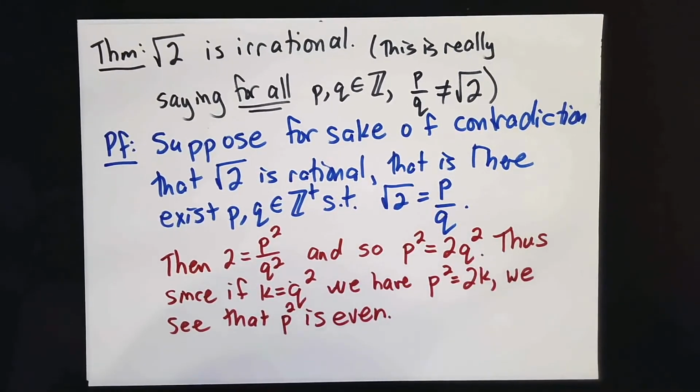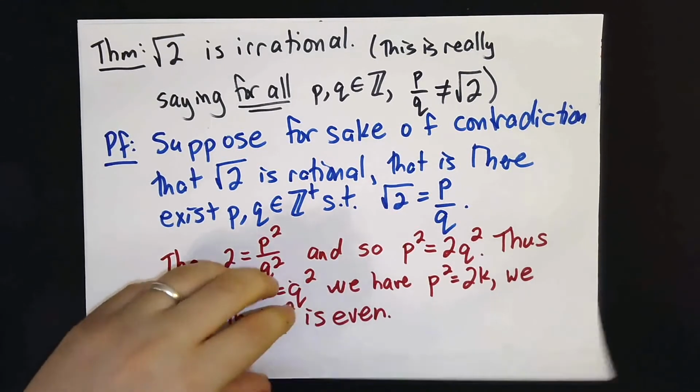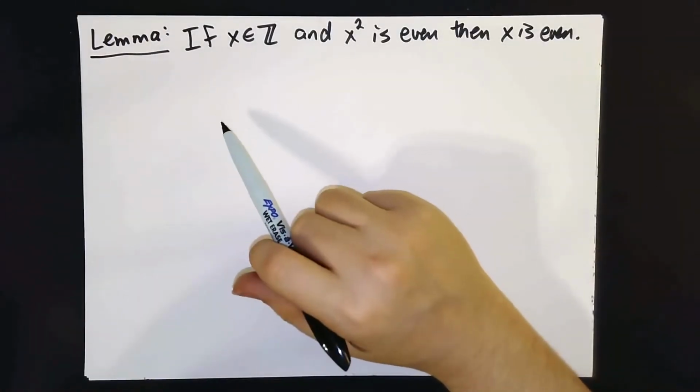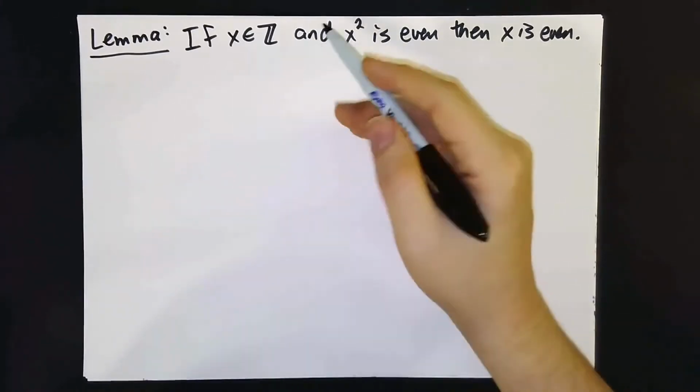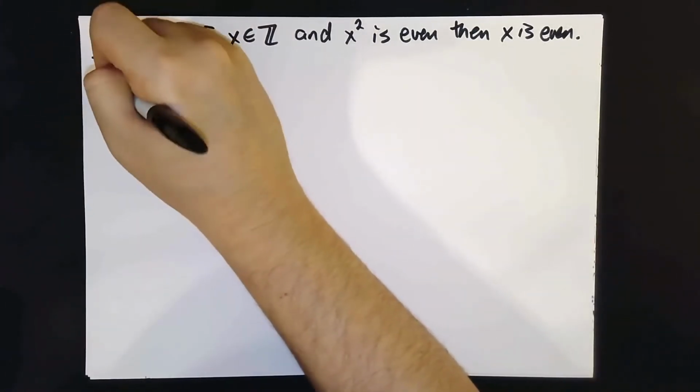And now I'm obligated to remind you of something we proved a very long time ago. In fact, I believe this thing we proved was our very first example of a proof by contrapositive. So I'm now going to call that thing a lemma, because I'm going to use it as part of my proof here. Namely, if x is an integer and x squared is even, then x is even. And since this proof is so quick, I'm just going to go over it again.